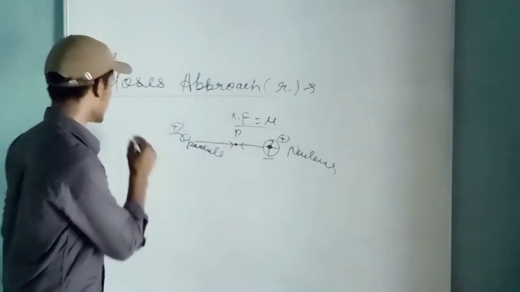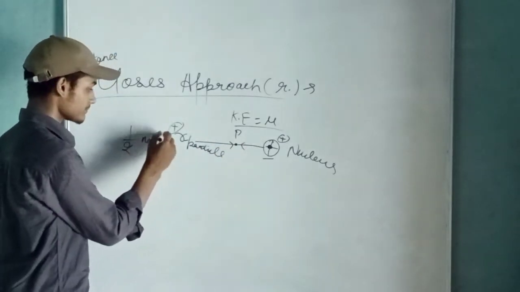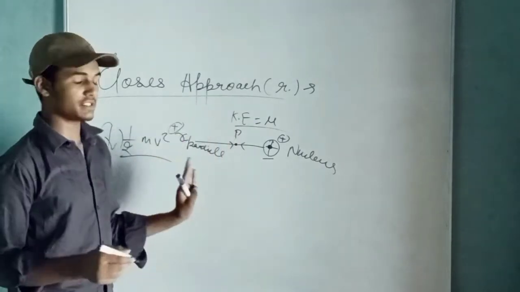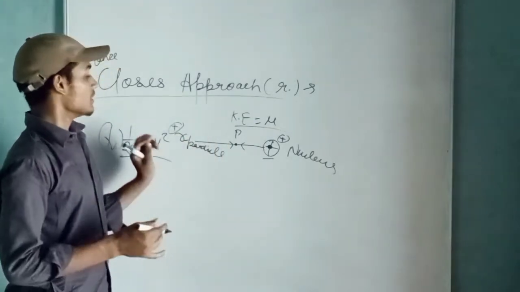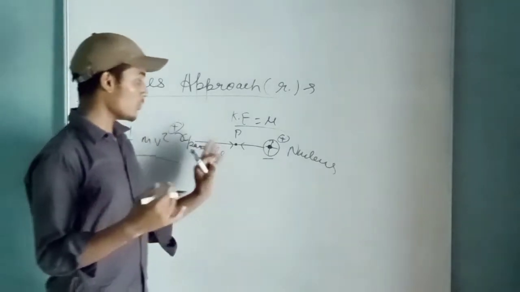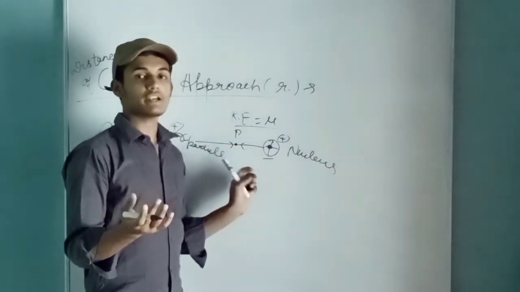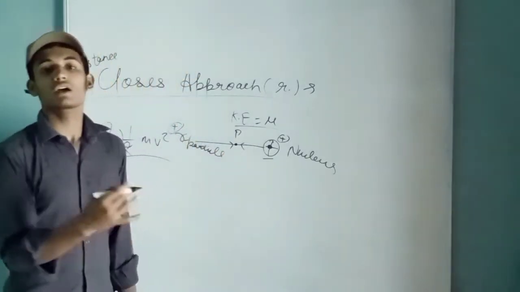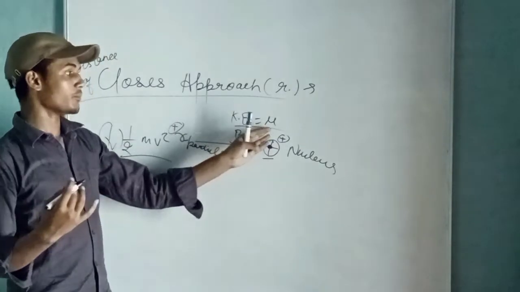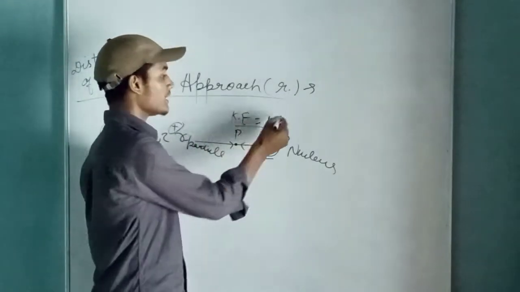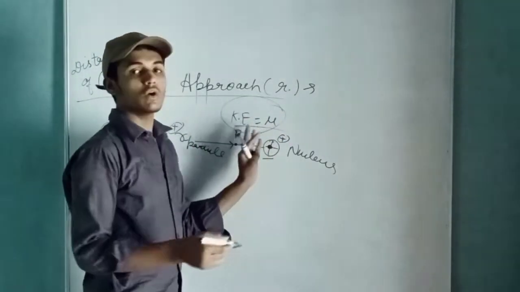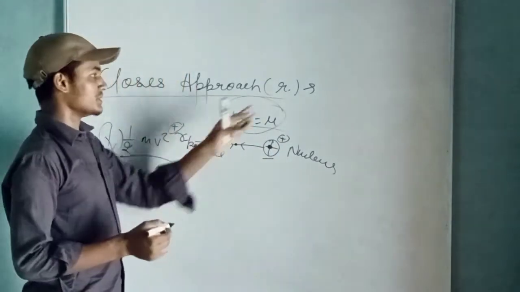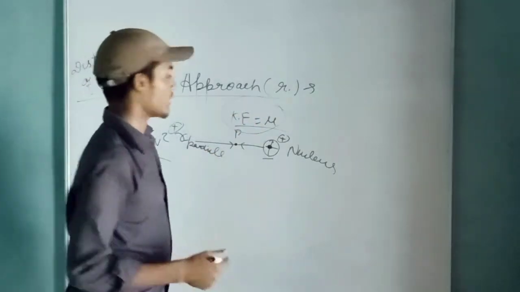So the alpha particle's velocity decreases, and its kinetic energy decreases too. We also know that energy can never be created and never be destroyed. So the kinetic energy starts to convert into potential energy. The point at which the whole kinetic energy of the alpha particle converts into potential energy is called the distance of closest approach, denoted by r naught. We will derive the formula for that.